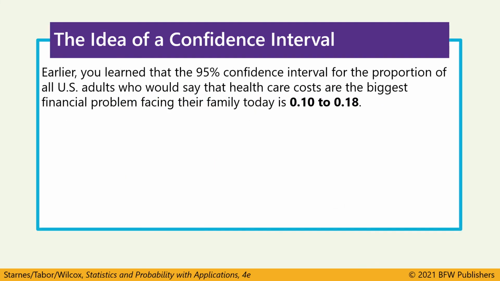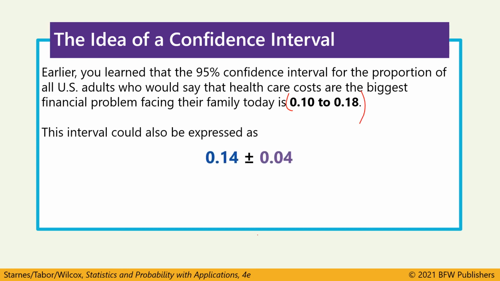If we tie this back to that first example where we were investigating what proportion of all adults felt that healthcare costs was their primary concern, we had gotten the interval 10 to 18%, and we could reformat that as 14% plus minus 4%. This is our point estimate. It was the result of our sample, or our p-hat. And we have our margin of error, which I'm going to abbreviate MOE. If we add 4% to 14%, we get 18%. And if we subtract it, we get 10%.